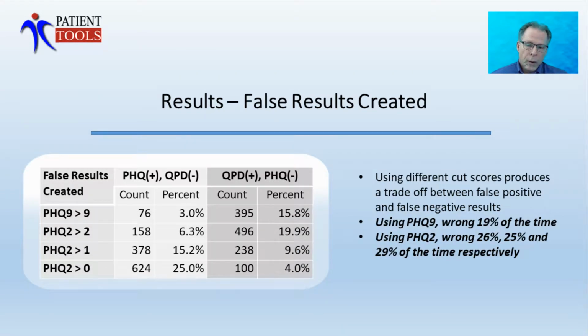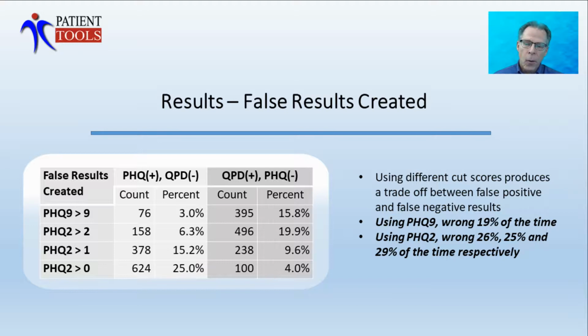So now let's look at our false positives and our false negatives. If you're looking at a PHQ-9 of greater than 9, you're not doing too bad. You got a 3% false positive rate relative to the QPD. So you're kind of triggering on stuff that the QPD would have got a little more specific about and pushed away. But the thing that you're missing there is that almost 16% of the time, QPD is coming up with something that PHQ-9 is not even putting out there. So you got these false negatives. That's not a good situation.